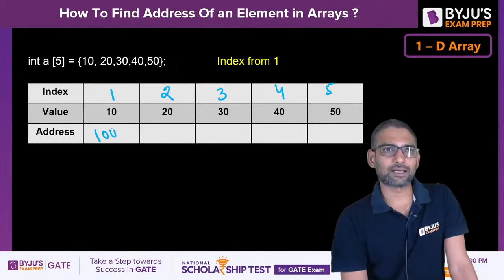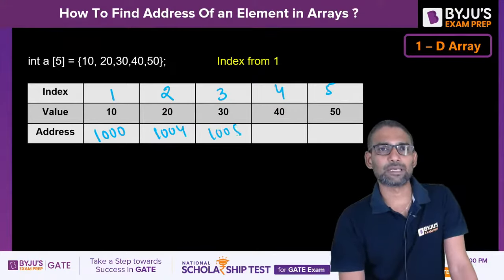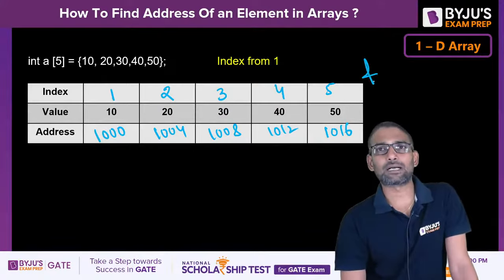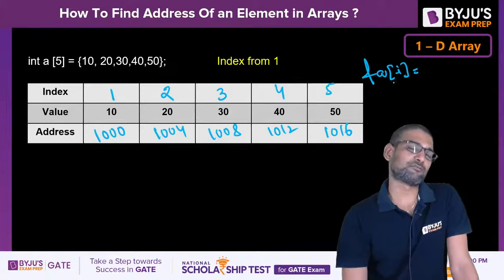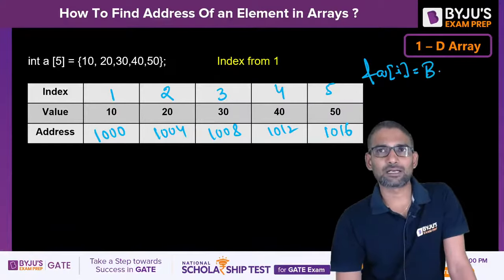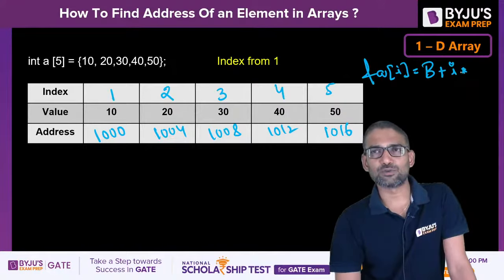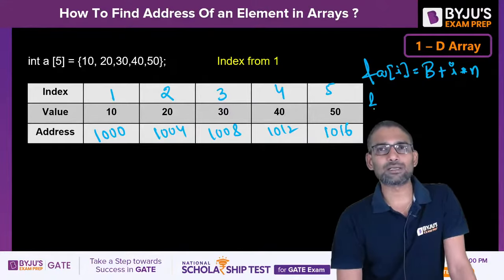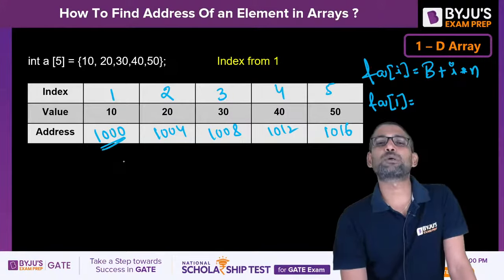And I am taking the addresses as 1000, 1004, 8, 12, 16. Here, if I would like to find out the address of A of I, what was the general formula we have used? Base address plus index into size of each element, right? So will that work now? Address of A of 1 I would like to find out.